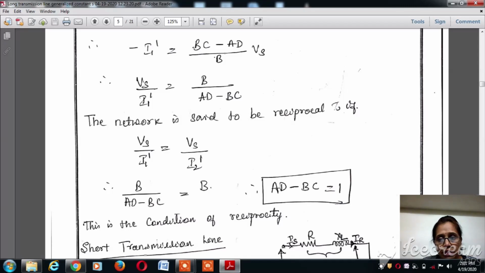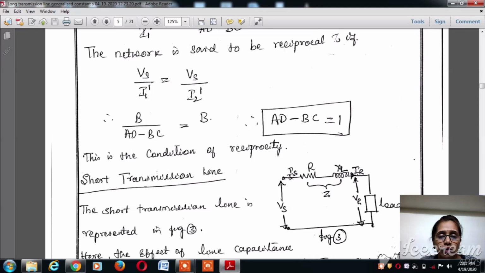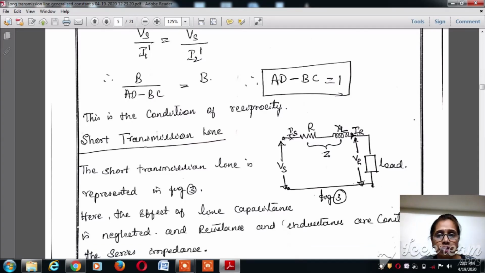A network is said to be reciprocal if Vs divided by I1 dash is equal to Vs divided by I2 dash. Vs divided by I1 dash is B divided by AD minus BC, and from the earlier equation we found that Vs divided by I2 dash is equal to B. Taking B common, B into 1 over AD minus BC is equal to B, so AD minus BC is equal to 1. So the condition for the reciprocity of the network is AD minus BC equal to 1, whereas the condition for symmetry is A equal to D. So we have proved two conditions for the four-terminal network: one is the symmetrical condition and the other is the reciprocity condition.